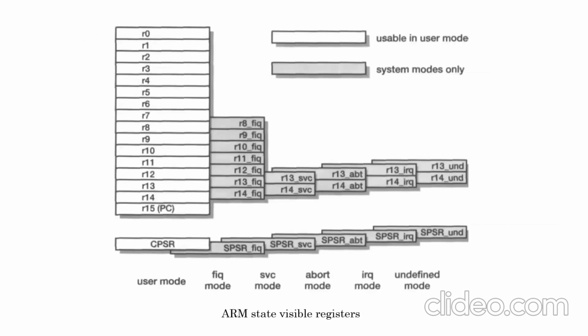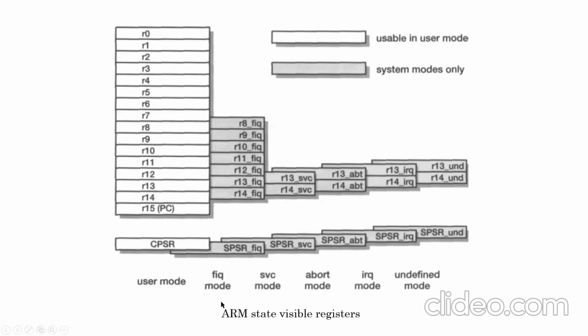So this is the visible programming model of your ARM processor. Programming model means the set of registers that can be accessed in a particular operating mode of your processor. If I go with the ARM processor, 16 registers can be accessed, R0 to R15 along with CPSR, the current program status register. R15 acts like the program counter.